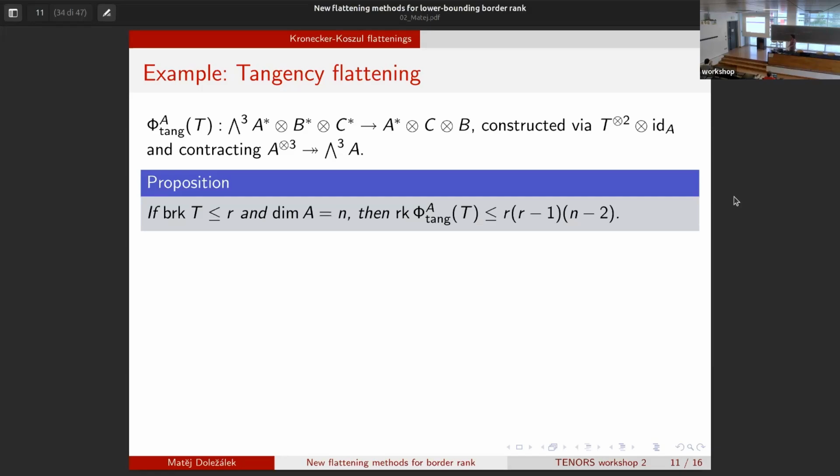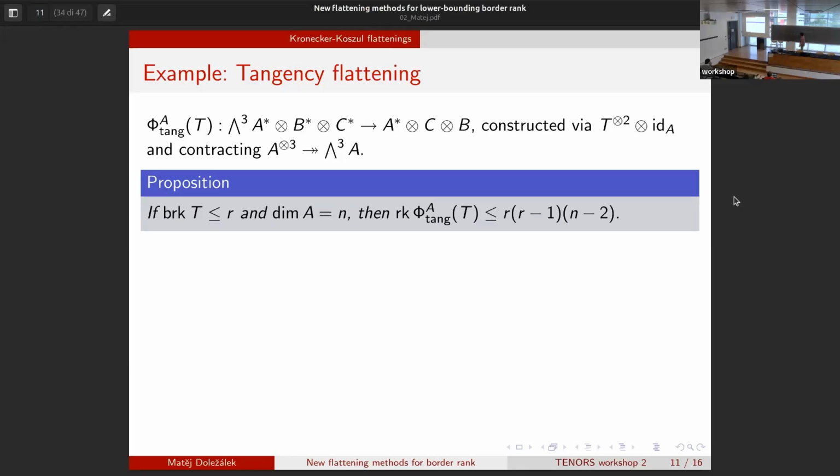I claim that if I know the border rank of the original tensor, I can bound the rank of this matrix. So if I turn it around, if I start with the tensor, I build the flattening, I measure the true rank, and if it happens to be more than this bound, it gives me a lower bound on the border rank. And so I said that I already have this r times r minus 1. That's the number of terms that survive this projection.